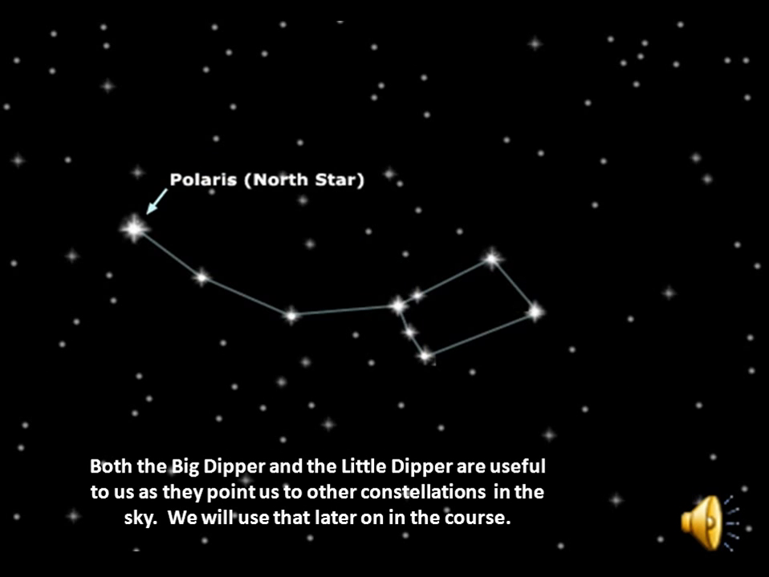Both the Big Dipper and the Little Dipper are useful to us as they point to other constellations in the night sky. We will make use of this later on in the course. But the Big Dipper and Little Dipper are not constellations. They're only part of the constellations. They're known as asterisms, which means they are recognizable patterns in our night sky.